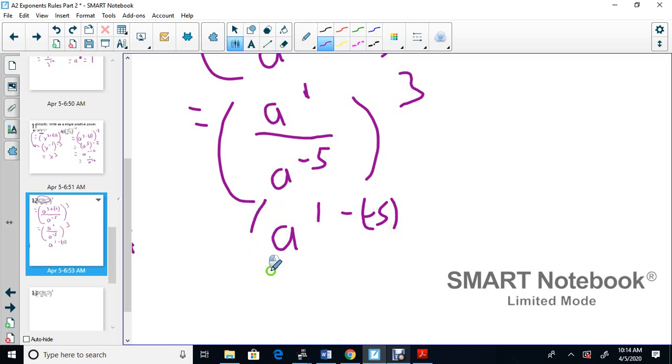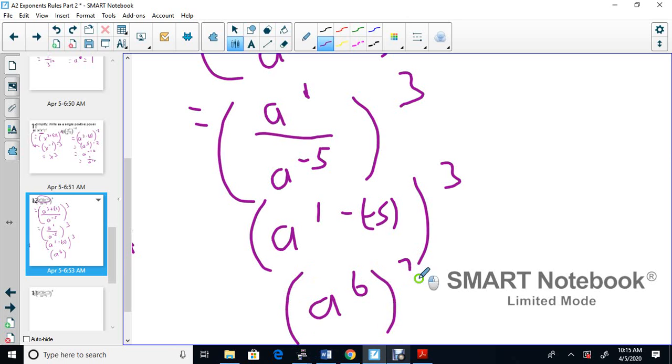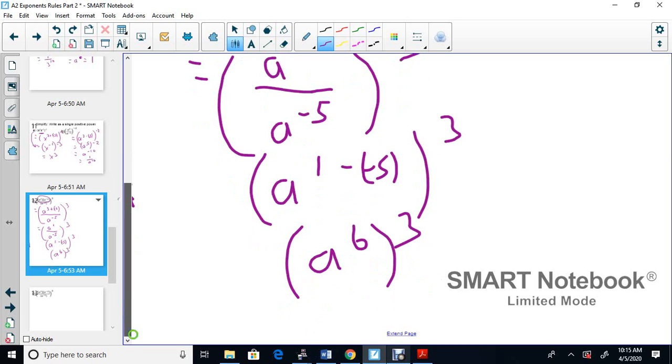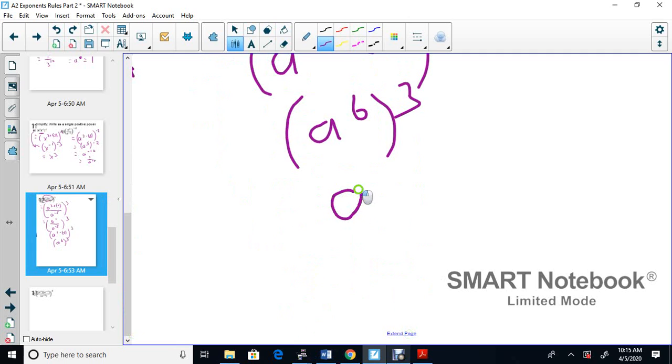You can use your calculator here. So when you have a division, you subtract the powers. So here, 1 subtract -5 is like 1 plus 5, the two negatives, so you get a to the 6. And that's to the power of 3. And then you multiply the two numbers, and you get a to the 18.